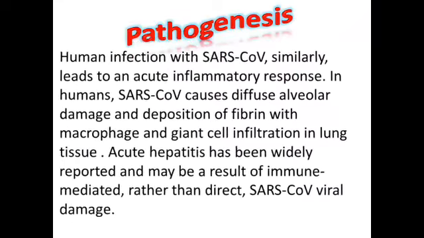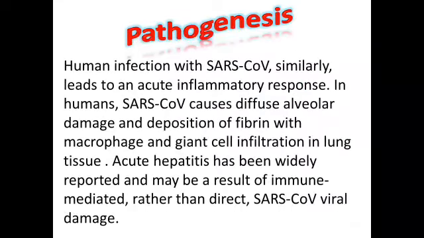And lastly, the pathogenesis. A human infection with SARS coronavirus led to an acute inflammatory response. In humans, SARS coronavirus caused diffuse alveolar damage and deposition of fibrin with macrophage and giant cell infiltration in lung tissue. Acute hepatitis has been widely reported and may be a result of immune-mediated rather than direct SARS coronavirus viral damage.